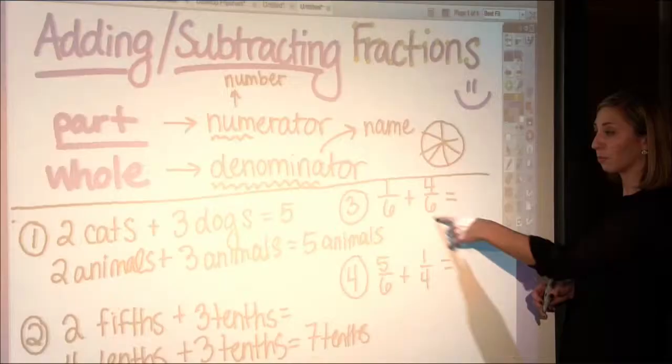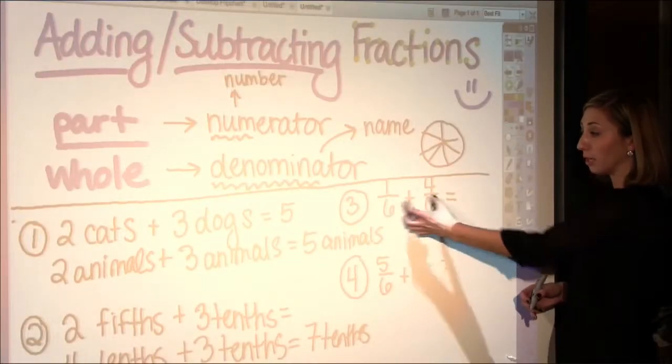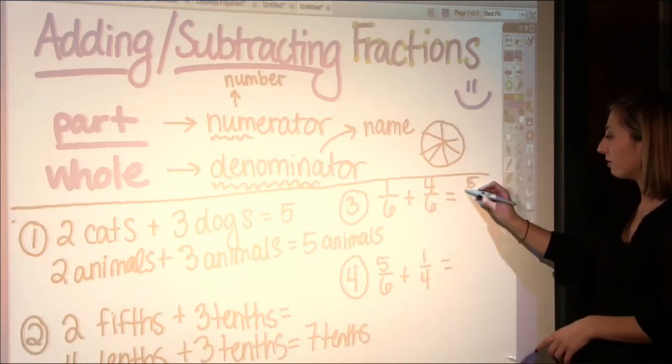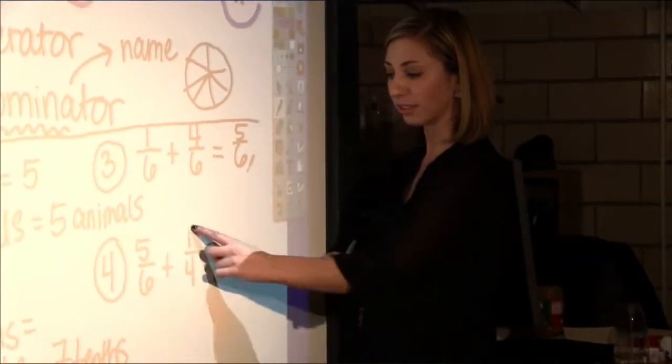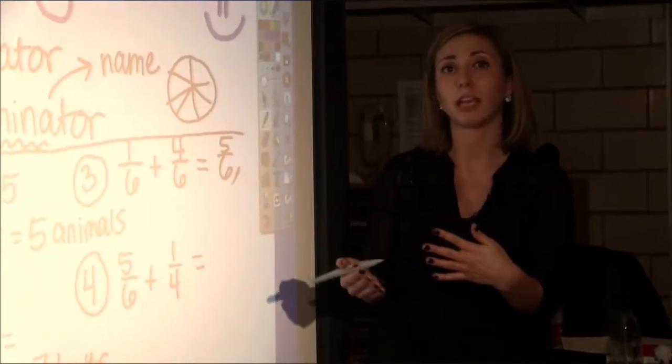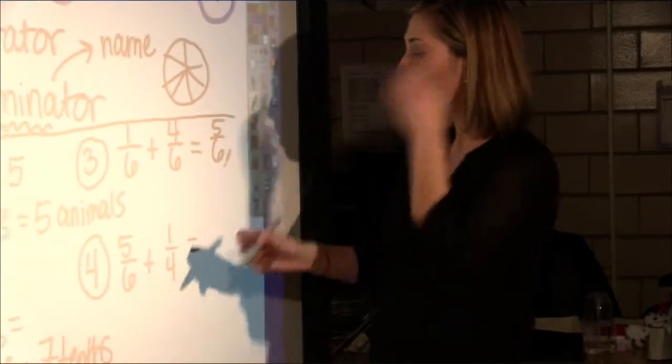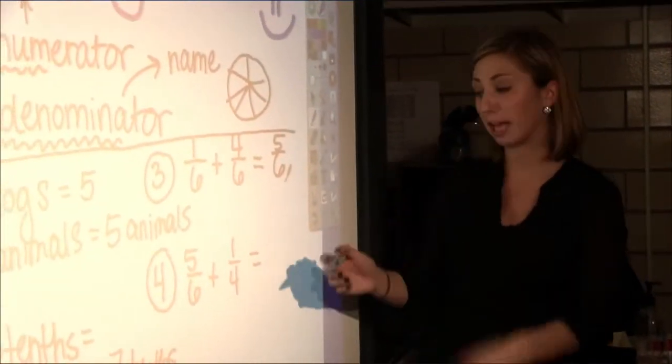Back to with numbers. Let's say we had 1/6 and 4/6. Well, they have the same name already, so we can put them together and we just have 5/6. When we have something like this, 5/6 and 1/4, the names are not the same. And so we can't put them together until they have a common denominator or a same name.